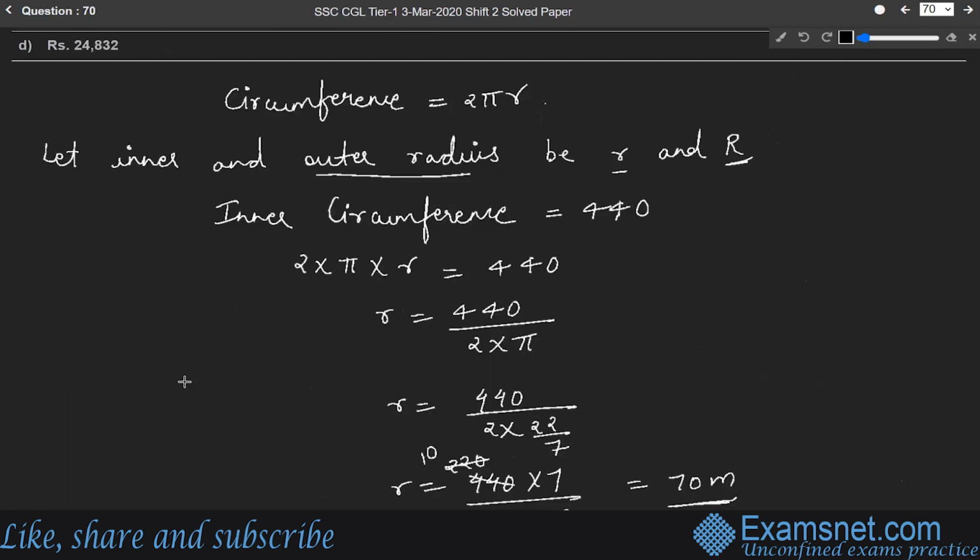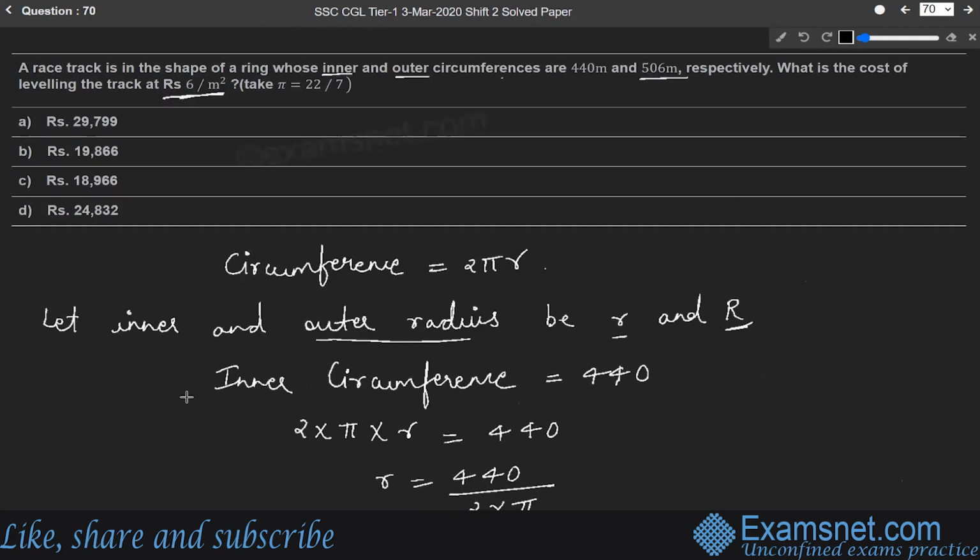So now let's have a look at the options. Out of all the options, the correct option here is option A. I hope this question is clear to you. The main formula that you need to remember in order to solve this question is the formula for circumference of a circle. And one more thing is very important, that when we have inner and outer radius, then the area also changes as pi into outer radius square minus inner radius square. So these are the two basic things that you should remember for this question. I hope the question is clear now.